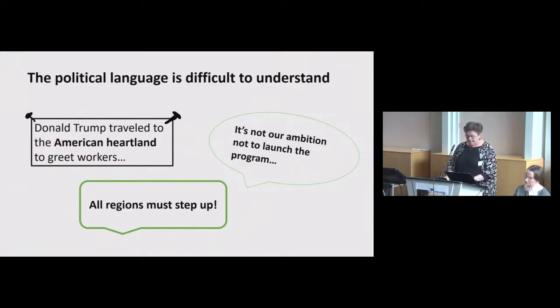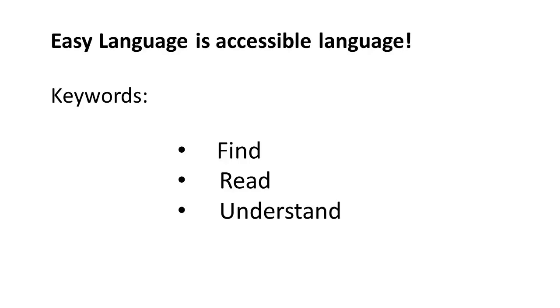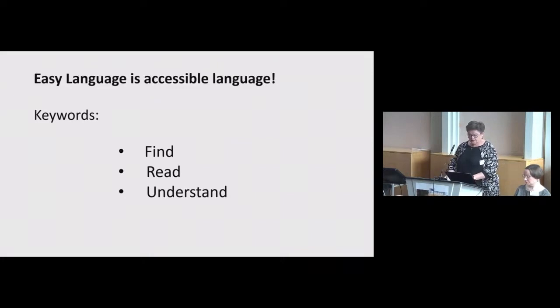Easy language is part of accessible language. And for information to be accessible, you have to be able to find the information. We were talking about this yesterday. You have to be able to read it when you have found it, and you have to understand it when you have found it and read it. And then, of course, you have to be able to use it or do whatever the information is about. And I'm going to give you some examples.